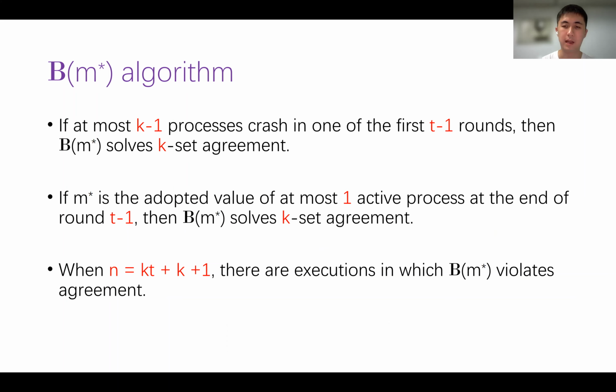There are also three important facts about the B_{m*} algorithm. First, if at most k-1 processes crash in one of the first t-1 rounds, then, as in flood-min, there are at most k distinct adopted values at the end of round t-1. Hence, there are at most k distinct output values. So B_{m*} solves k-set agreement in this scenario. Second, if at most one process has adopted value m* at the end of round t-1, then B_{m*} also solves k-set agreement. Third, no algorithm, including this B_{m*}, always solves k-set agreement for kt + k + 1 processes in t rounds.